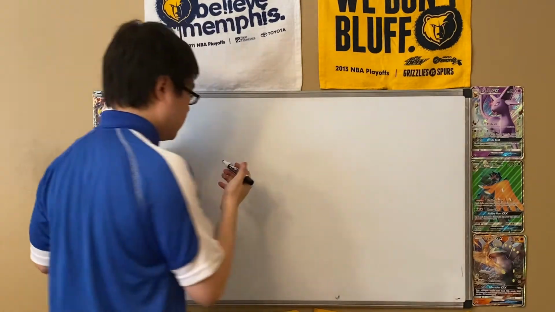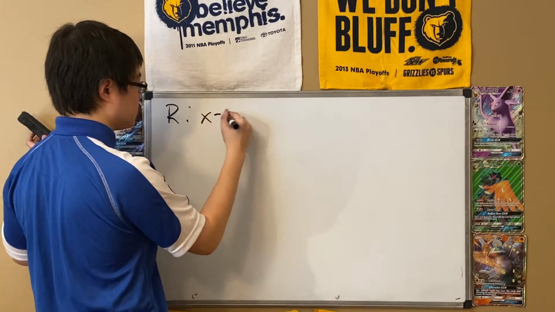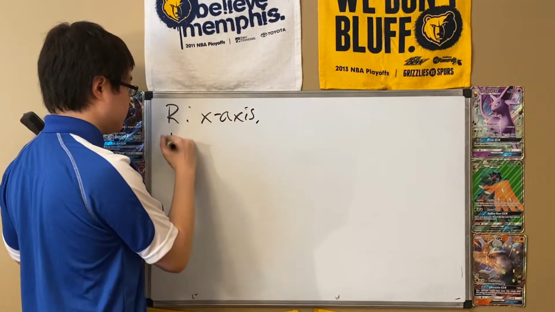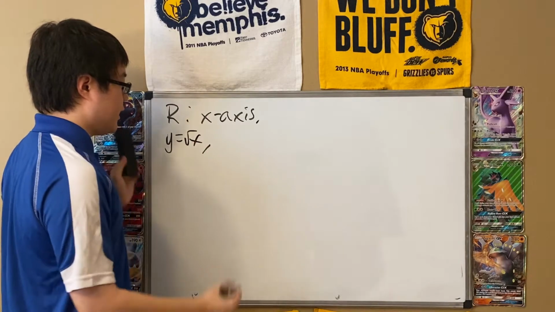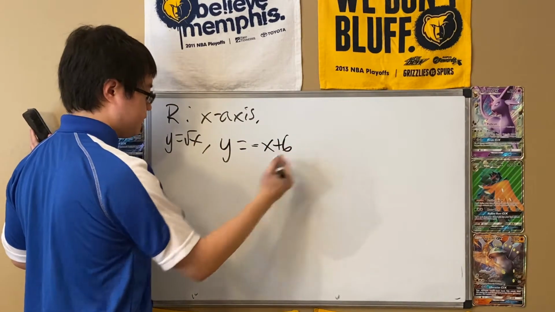So we're going to have one more new region. Our region is going to consist of the x-axis. That's going to be one of the boundaries. The other boundary is going to be the function y is equal to the square root of x. And then the last one, I believe I want y is equal to minus x plus 6.